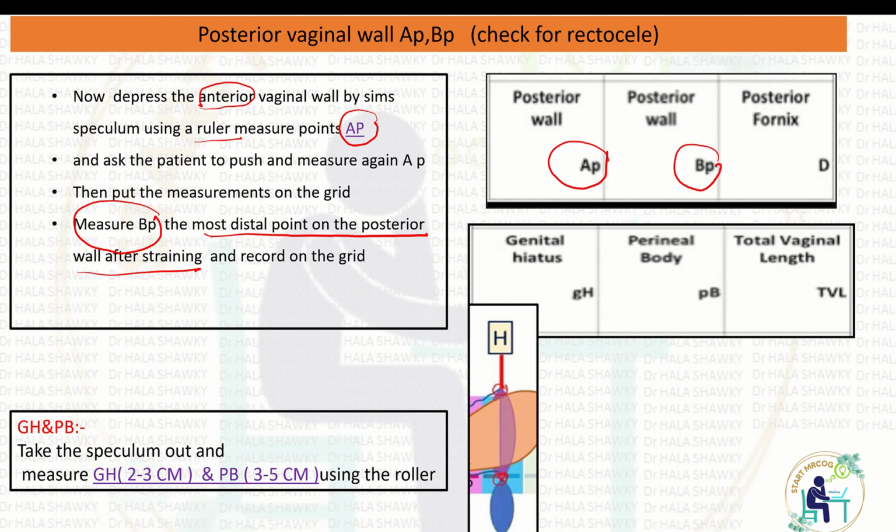Then with the ruler, we will remove the speculum, ask the patient to strain, and then measure the genital hiatus from the mid-urethra to the posterior fourchette, and record it on the grid. From the posterior fourchette to the midpoint of the anus we measure the perineal body, and it will be 3 to 5 cm. Record here on the grid.